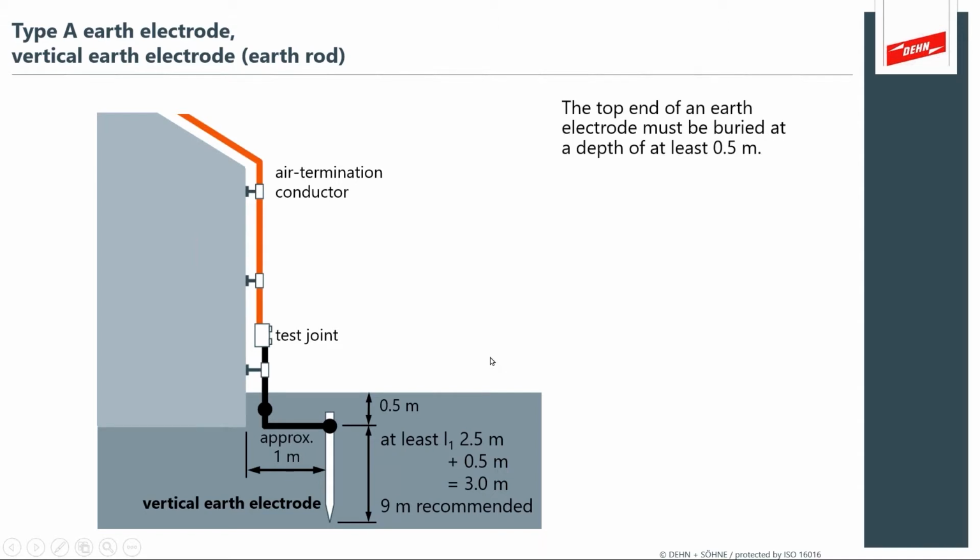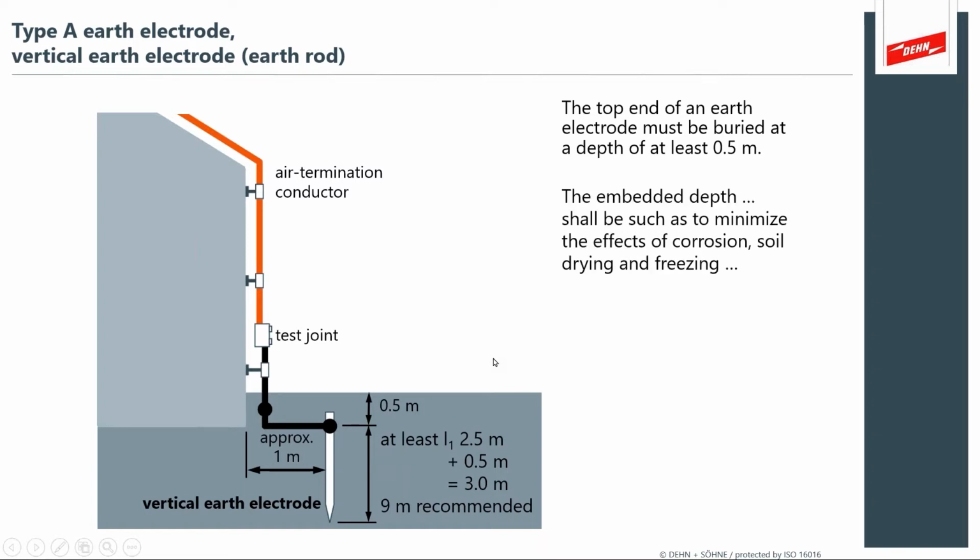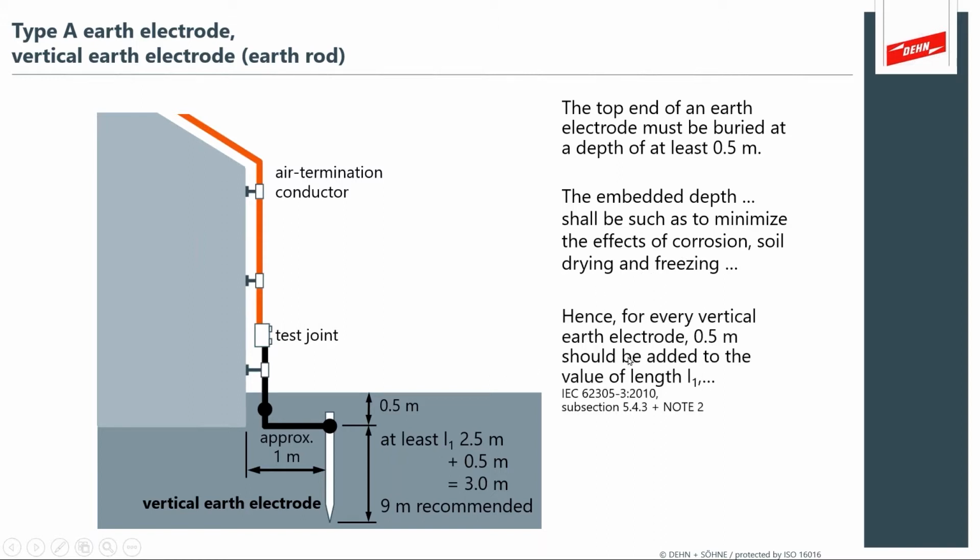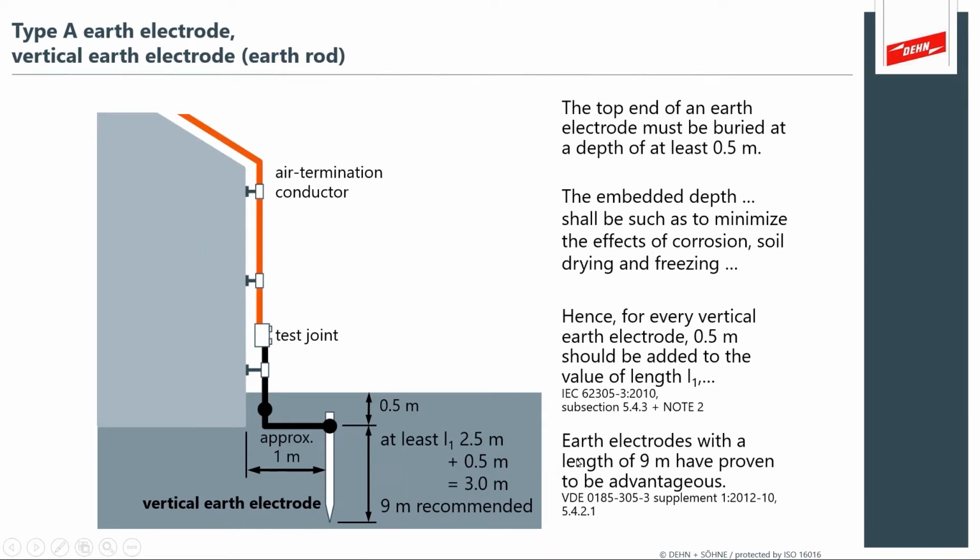We've got a few points to make sure of. Again, the depth that it's buried. We've got to pay attention to such things as minimizing effects of soil corrosion, frost heave, freezing, and the spacing of the electrode away from the side of the building. And half a meter should be added to the length if you're going horizontal. Earth electrodes with a proven length can be advantageous, of course.